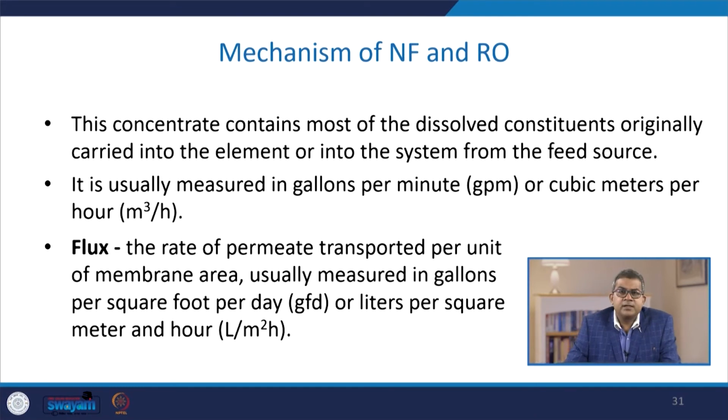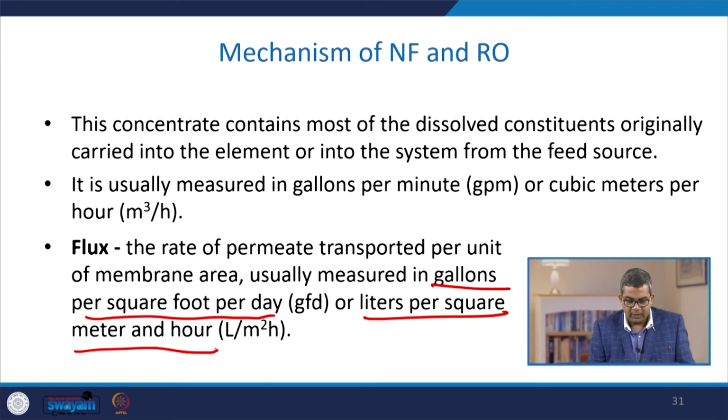Now, this concentrate contains most of the dissolved constituents originally carried into the element or into the system from the feed source. It is usually measured in gallons per minute or cubic meters per hour. Let us define the flux. The flux is the rate of permeate transported per unit of membrane area, and is usually measured in gallons per square foot per day (GFD) or liters per square meter per hour.